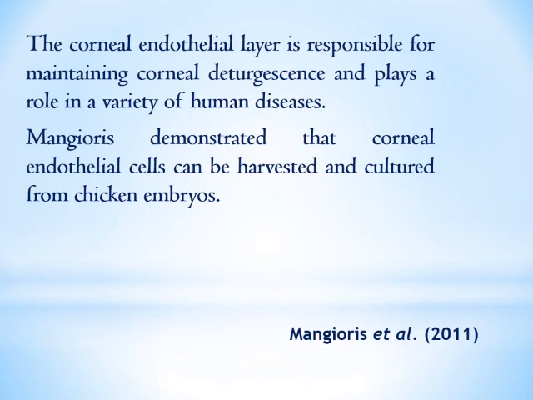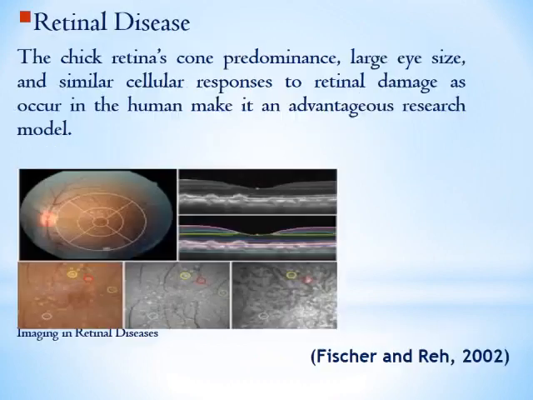The corneal endothelial layer is responsible for maintaining corneal deturgescence and plays a role in a variety of human diseases. Researchers demonstrated that corneal endothelial cells can be harvested and cultured from the chick embryo. Retinal disease. The chick retina's cone predominance, large eye size and similar cellular response to retinal damage as occurs in humans make it an advantageous research model.